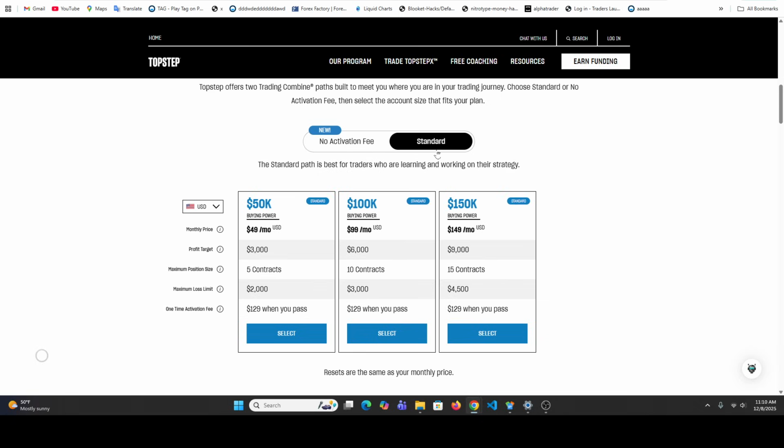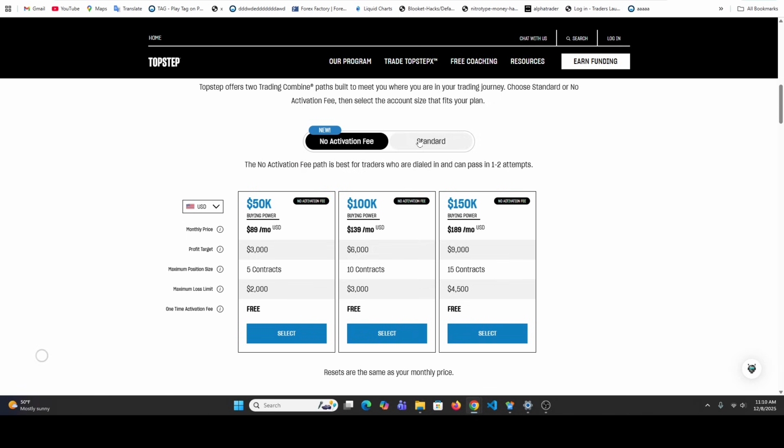They used to only have these standard accounts, which would require you to pay an activation fee for each account. So with Topstep, you can have up to 5 accounts. So being able to have access to these 5 accounts and then having to pay activation fees on top of them was quite expensive. Now they have the no activation fee.